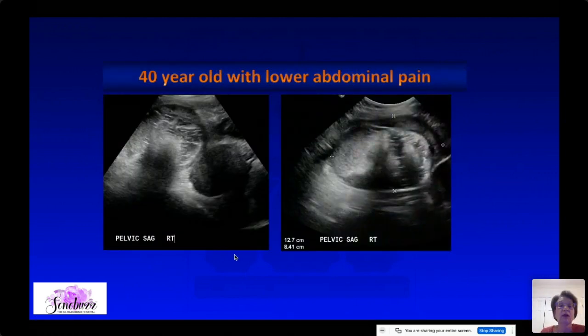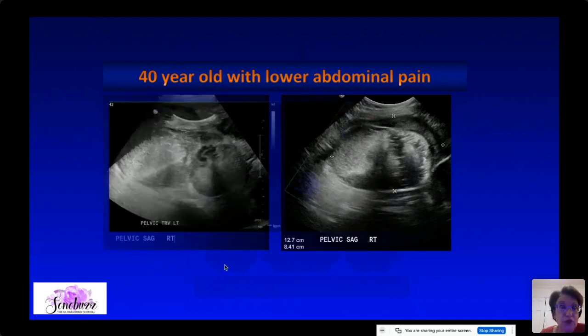Okay, this would be a more classic example of ovarian torsion. This is a 40-year-old woman with low abdominal pain. She had this very large ovarian mass that looks like, for all the world, like a cystic teratoma, where there's a mass with shadowing. There's this dermoid mesh right there. But look at the position. It's above the uterus, and the patient has pain. So what we're going to do is try to find the twist.